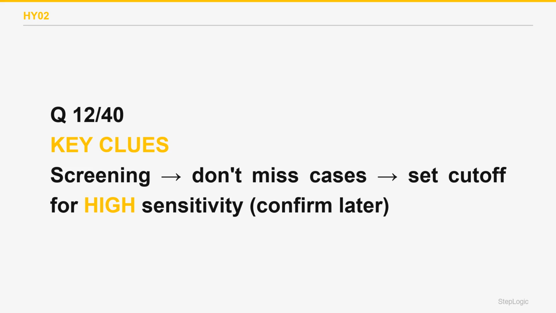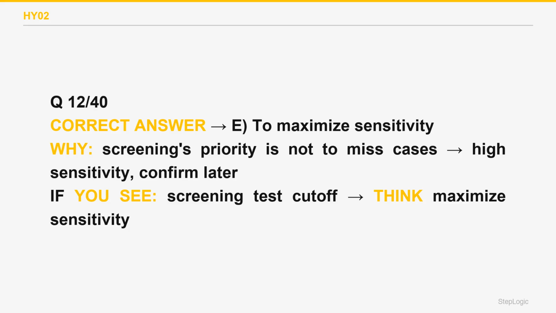A screening test is meant to catch as many true cases as possible, so its cutoff should maximize sensitivity, accepting more false positives that a later confirmatory test will weed out. Missing real cases is the costly error in screening, so you lean toward high sensitivity even at the expense of specificity. The correct answer is E.